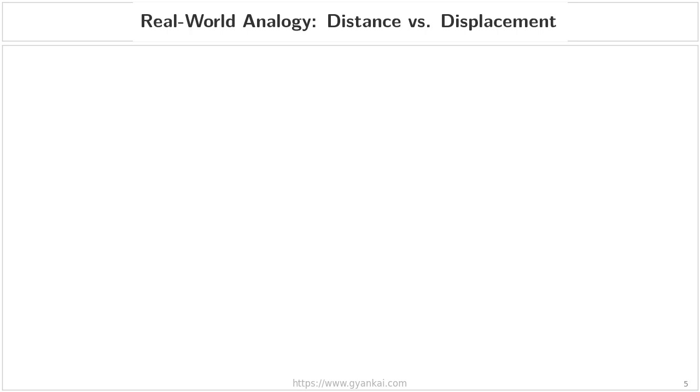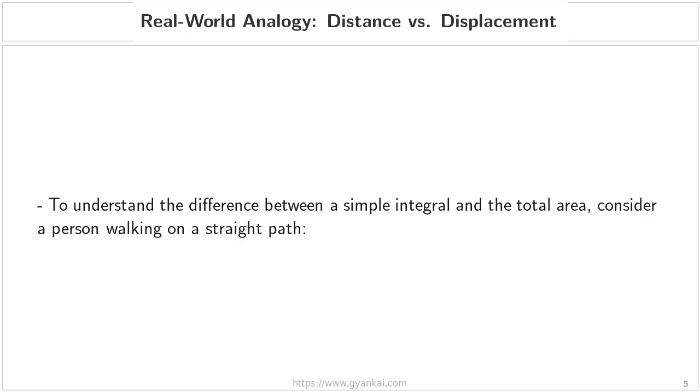Real-world analogy: distance versus displacement. Now, I know that the concept of net-signed area versus total physical area might feel a bit abstract. To make this much clearer, let's step away from the graphs for a moment and use a real-world analogy involving motion. Imagine a person walking along a straight path.